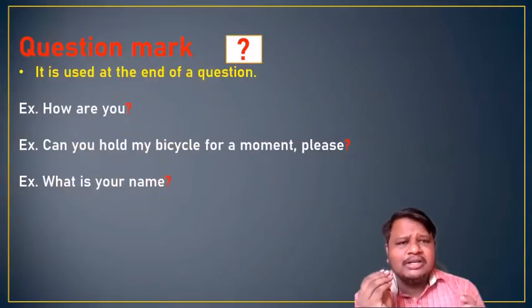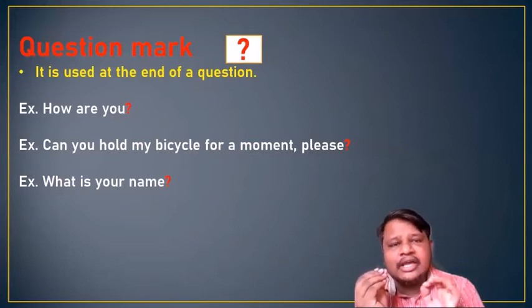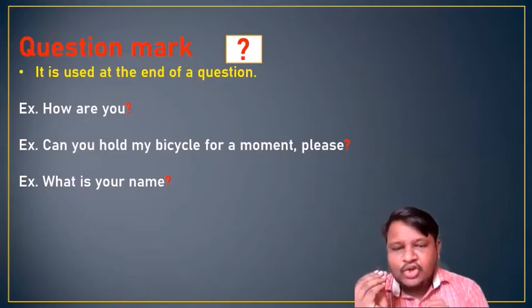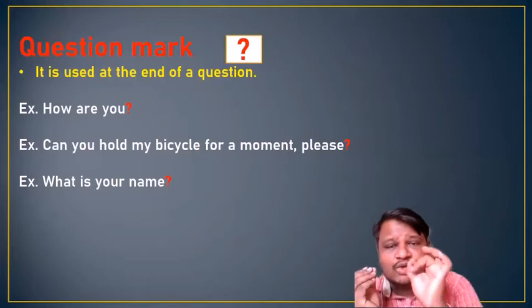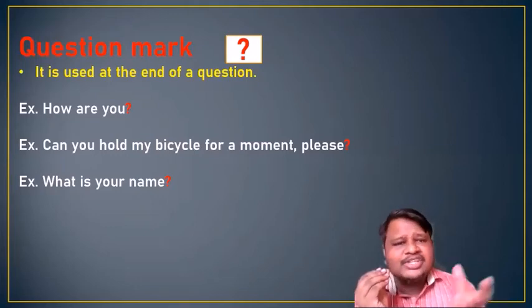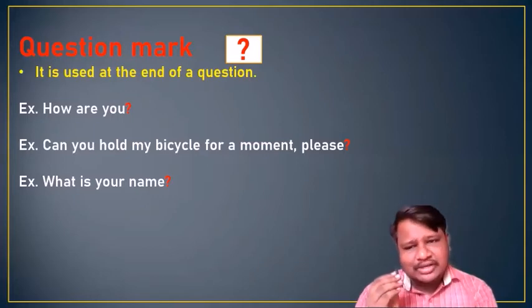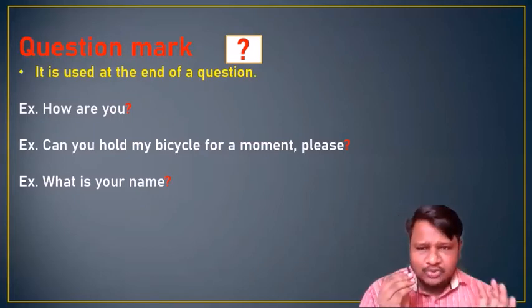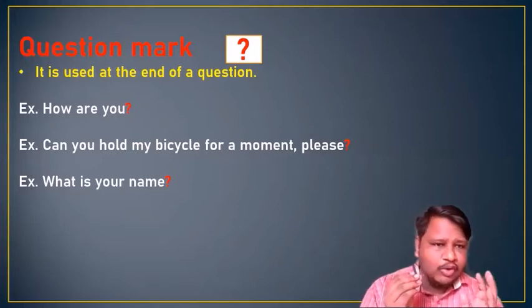This is very simple. It is the question mark. And we know that the question mark is used at the end of a question. When we ask a question to someone, when we write a question sentence, at the end of that sentence we have to use the question mark. It is very simple to understand. When there is a question, at the end of that question sentence we have to use this punctuation mark. Three sentences are given there as examples.